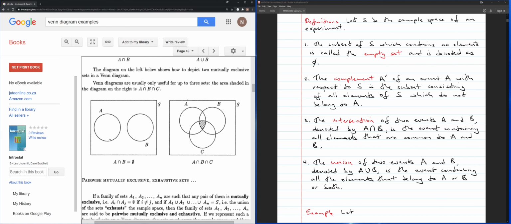So this represents A over here, and this represents B over here. The fact that these circles are disjoint indicates that there are no elements in common with A and B, which means that A intersect B has no elements. So the intersection of A and B is empty. The intersection of A and B is a subset which contains no elements, and therefore it's the empty set. So this is one way to see what the empty set is: A and B have no elements in common, and the intersection is the empty set.